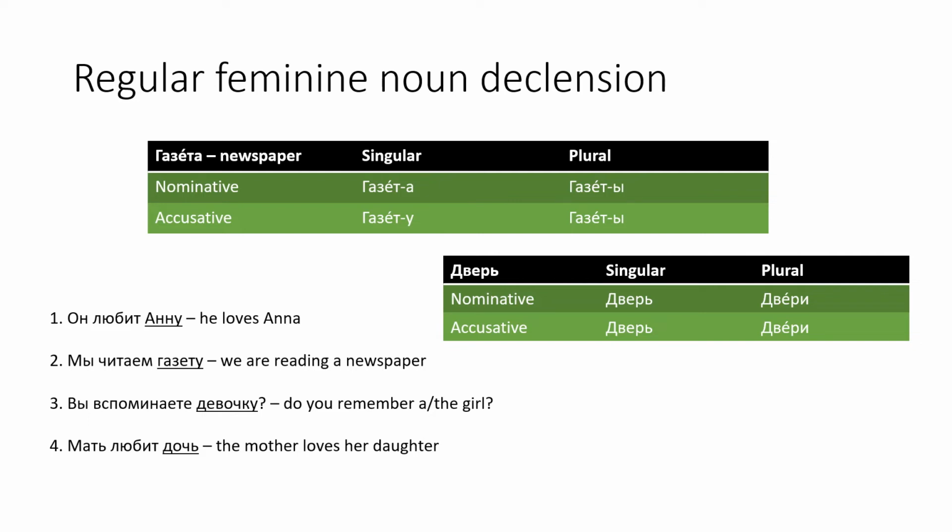So let's take a look at the regular feminine noun declension of газета. Now, as you can see in the plural, it does stay the same, just like with the masculine noun. However, in the singular form, the а changes to у, so газета changes to газету.